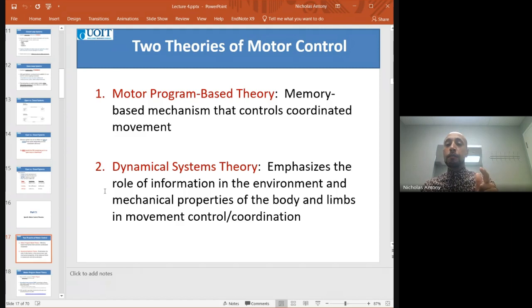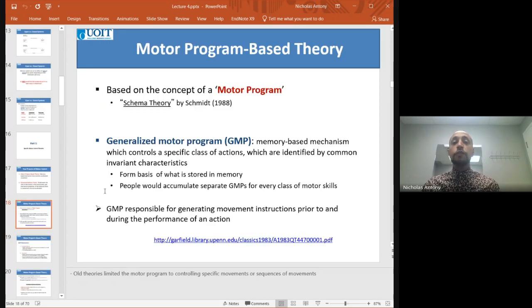The dynamical systems-based theory is that you have a central executive that controls out to the limbs, and the limbs have a lot of self-governing based on the natural patterning of the body. That sounds super confusing, so wait till we get to the lecture slides, and I'll reiterate what that means. But the point is that there are two main theories. So let's first talk about this whole concept of a motor program.